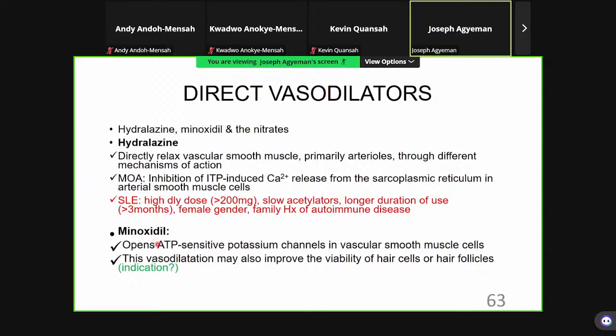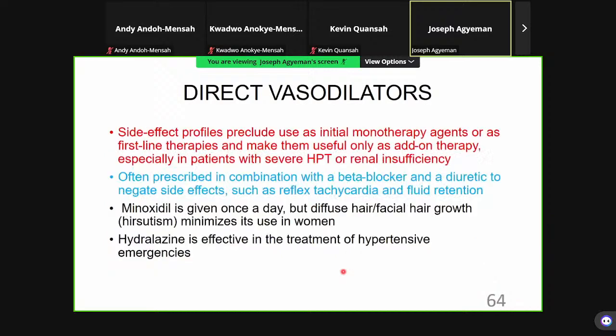What is it going to do? Through its vasodilatation effect, it improves blood supply to hair cells and hair follicles, and for that matter, they get improved hair growth. That is what they do nowadays. Hardly would you see minoxidil, especially in Ghana, being used for hypertension.